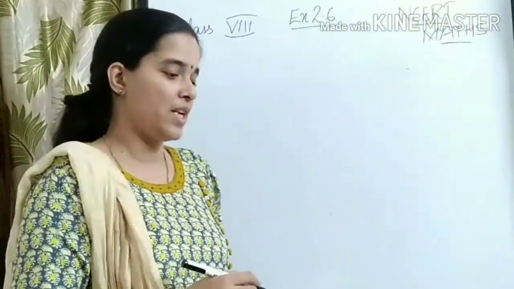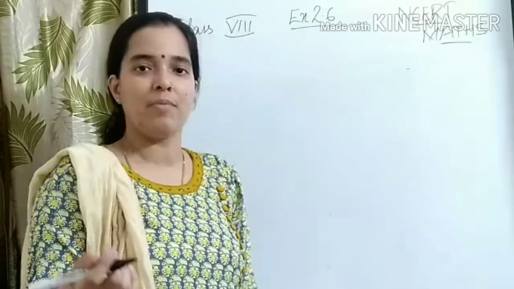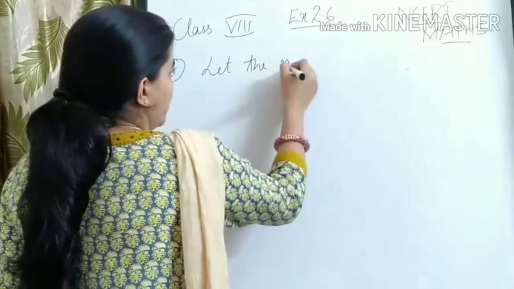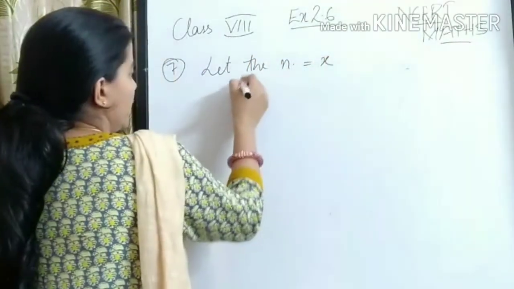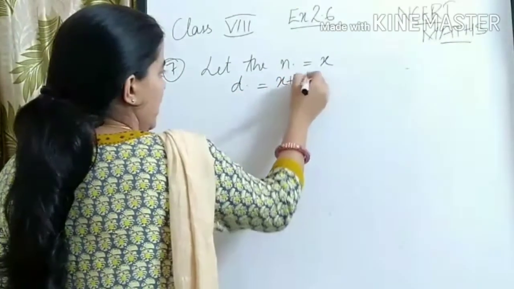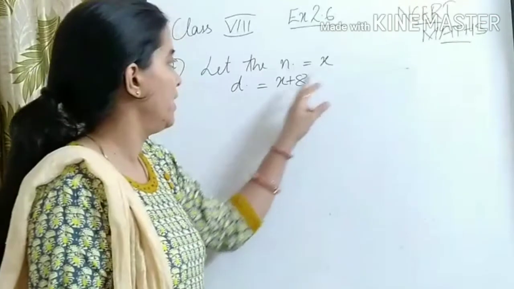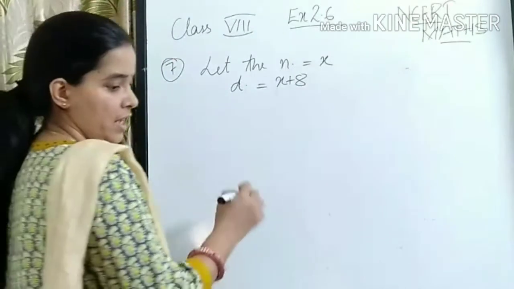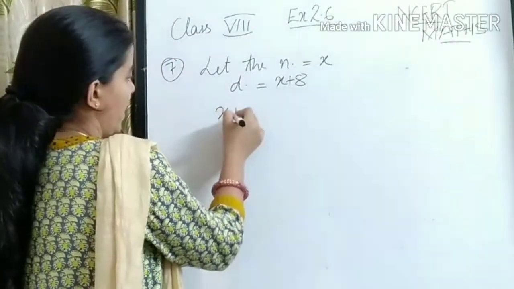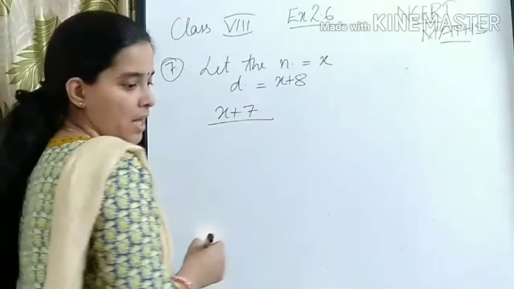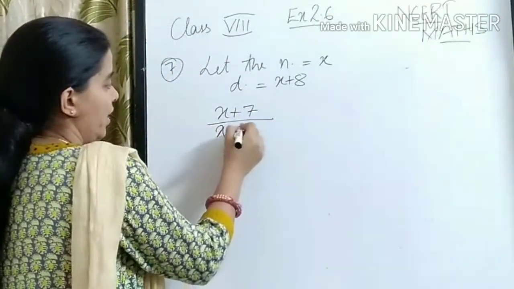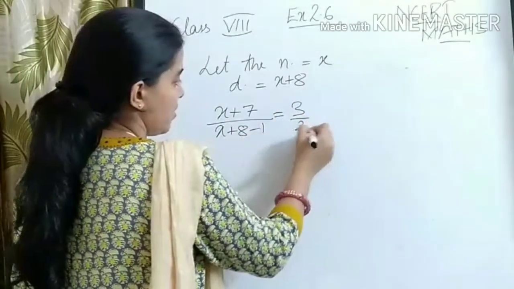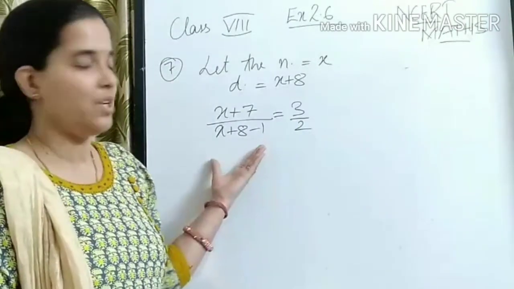The denominator of a rational number is greater than its numerator by 8. So let the numerator be x. Then the denominator will be x plus 8. Because in the question it is given that the denominator is greater than the numerator by 8. Now what is given? If the numerator is increased by 7, that means x plus 7, and the denominator is decreased by 1, that means minus 1, then the number obtained is 3 by 2. So this is the equation in front of us.